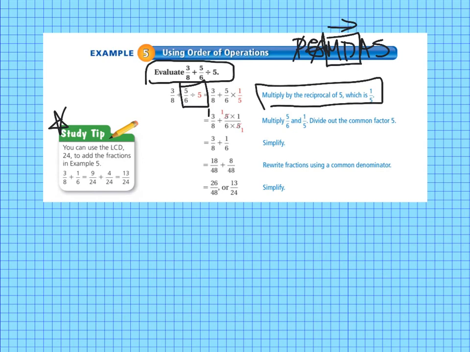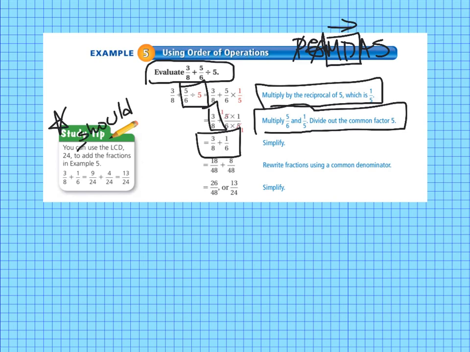The 3/8, we just keep copying it so we don't lose it. And the 5's cancel out. We multiply 5/6 and 1/5, and we divide out the common factor of 5. So that becomes 1/6. So now we've got 3/8 plus 1/6. It says you can use the least common denominator 24 to add the fractions in example 5. I would say you should, because it will make your simplifying easier.